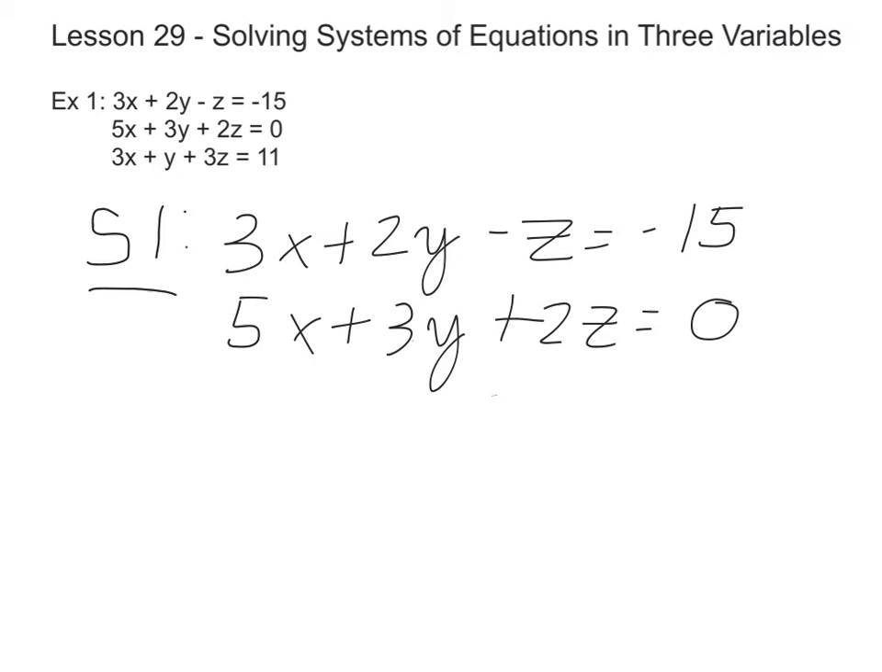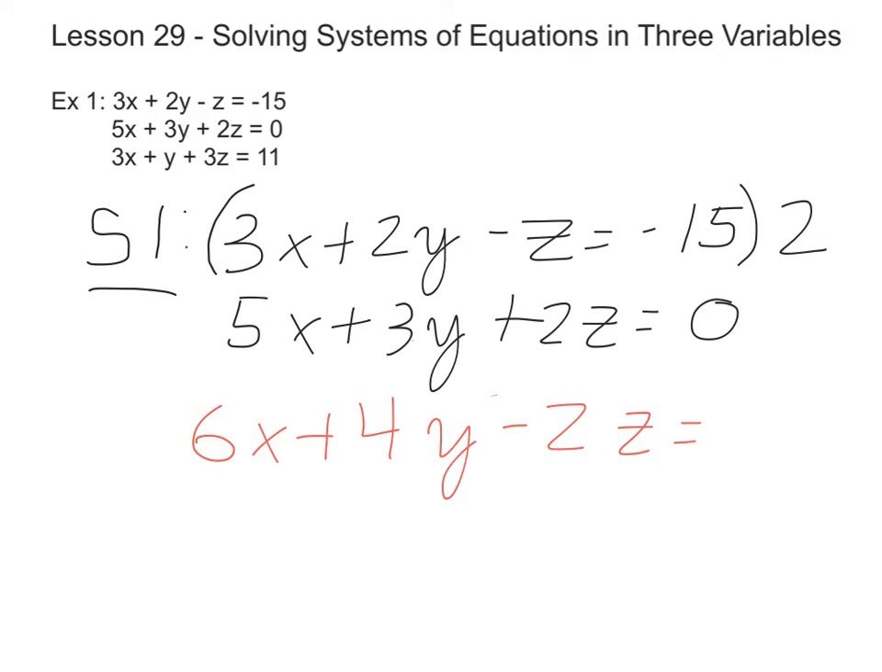Essentially we want to multiply the first equation by 2. When we multiply by 2, we get 6x plus 4y minus 2z is equal to negative 30. Now, the second equation is just fine. Let's copy it right below it.